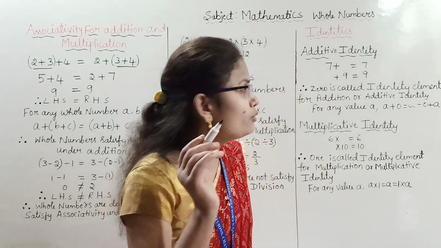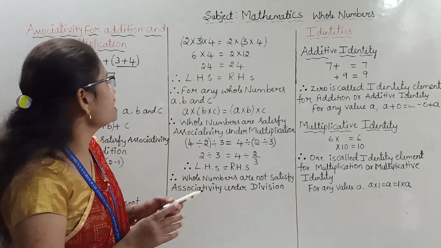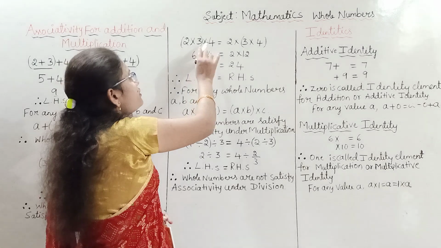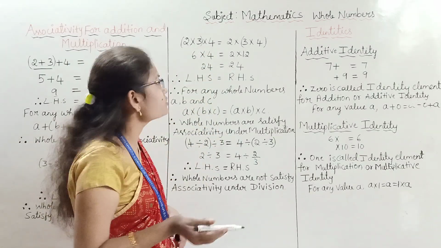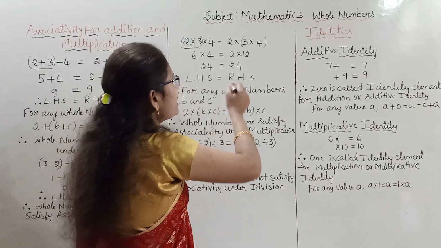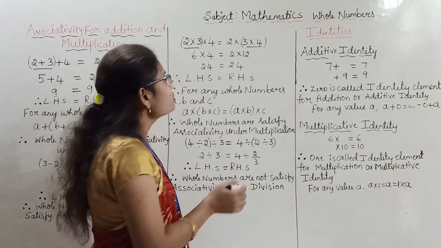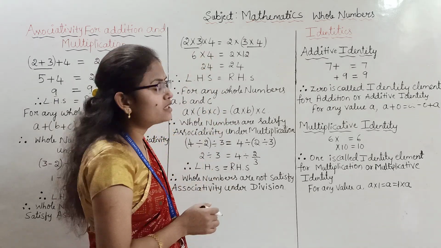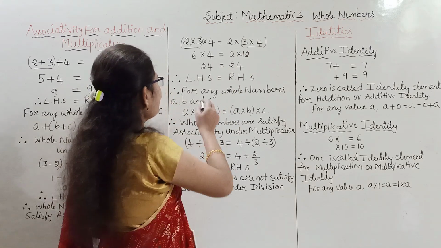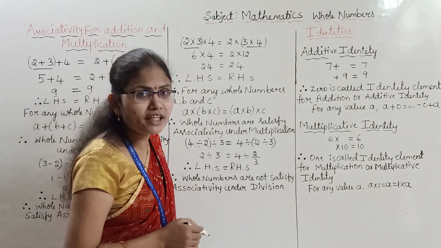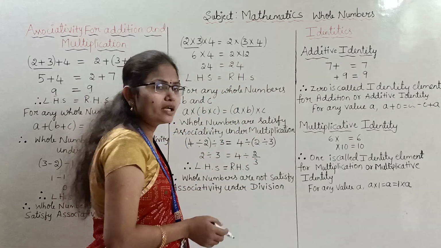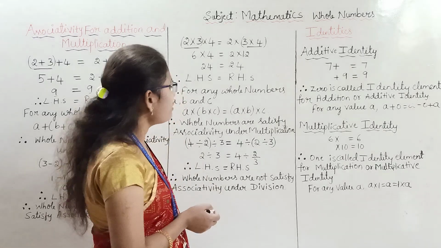Next, in the same way, we move on to multiplication. Here also you can observe I have taken three numbers: 2 into 3 into 4, those are 2, 3 and 4. If you change the grouping, here 2 and 3 make one group and there 3 and 4 make another group. 2 threes are 6, times 4 is 24. On the other side, 3 fours are 12, and 2 twelves are 24. Is LHS equal to RHS? Yes, LHS is equal to RHS.